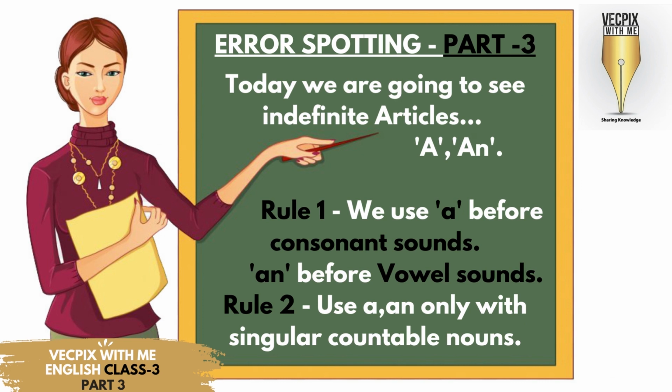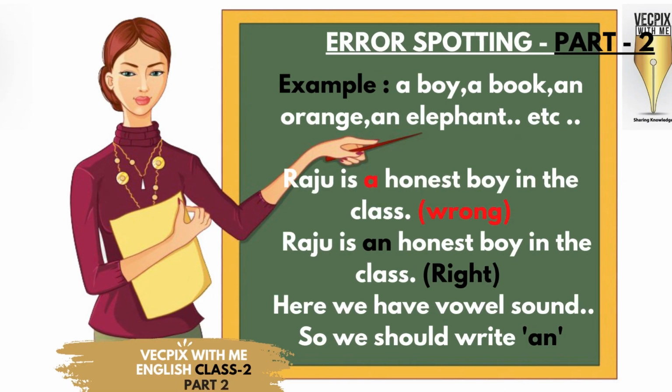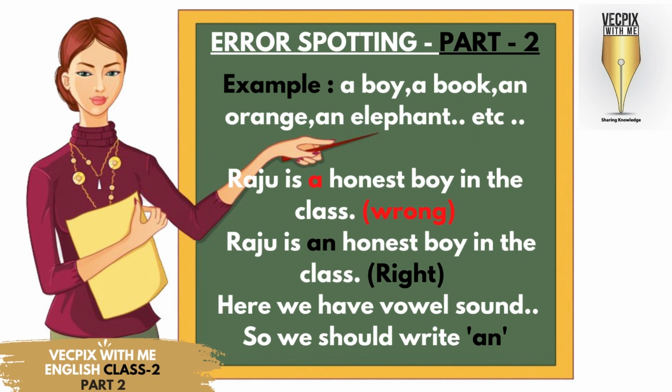Today we are going to see indefinite articles a and an. Rule 1. We use a before consonant sounds and an before vowel sounds. Rule 2. Use a and an only with singular countable nouns. Example, a boy, a book, an orange, an elephant, etc.